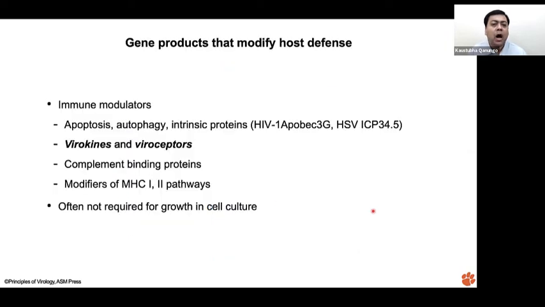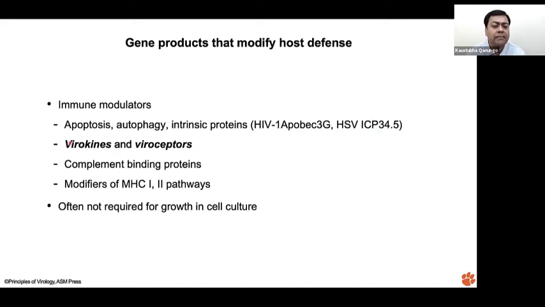You can see that from direct evidence. Other than that, some gene products modify the host defense, and they can induce apoptosis. We have seen autophagy, and there are some intrinsic proteins as well, like APOBEC3G, which is of course antagonized by the Vif protein of HIV. APOBEC3G is an intrinsic protein designed to hypermutate retroviruses, and it has been in the human genome for a long time. HSV ICP34.5 is also another protein which is an immune modulator.